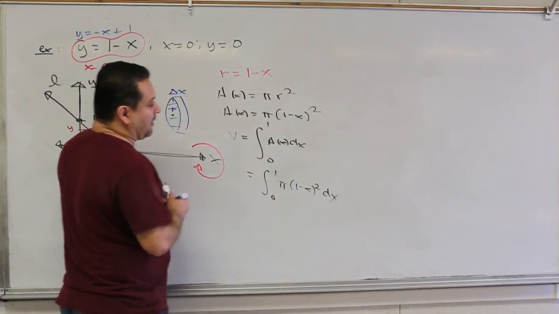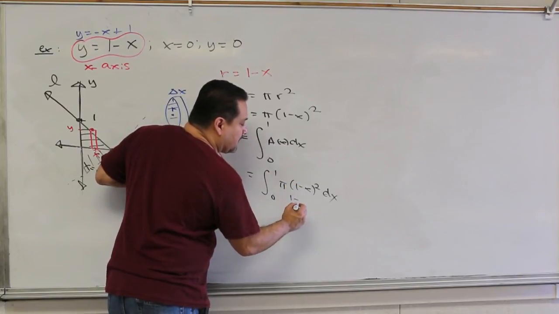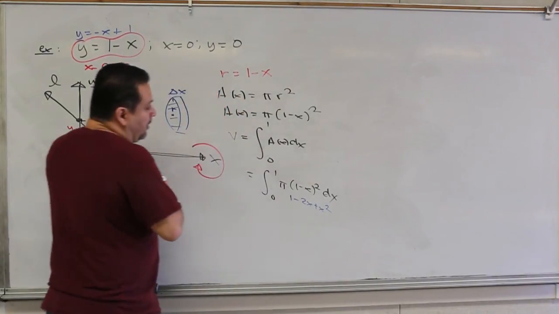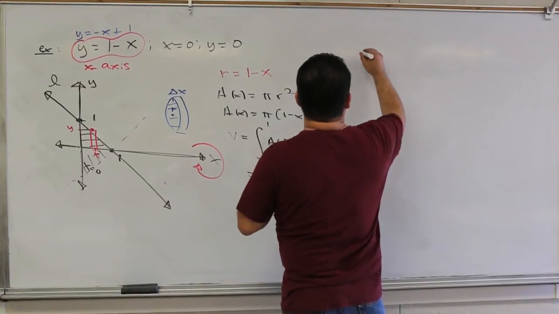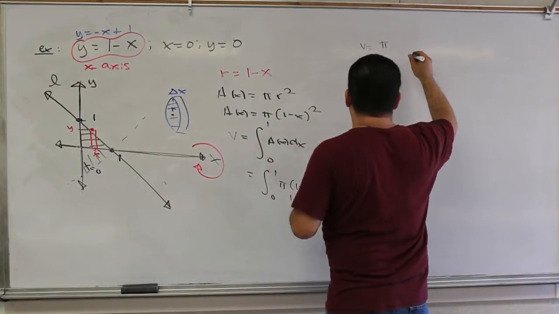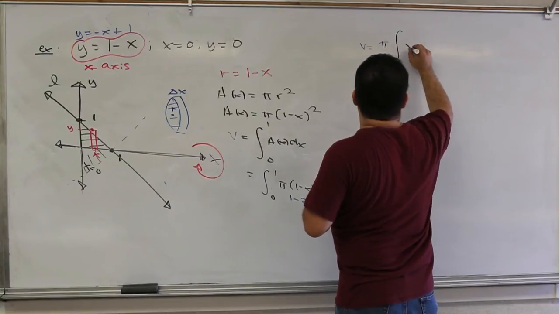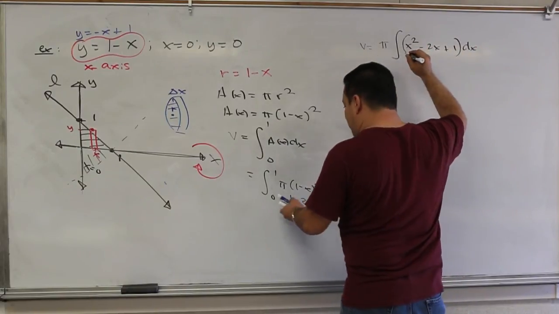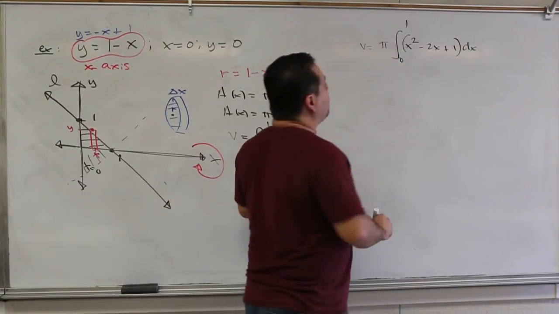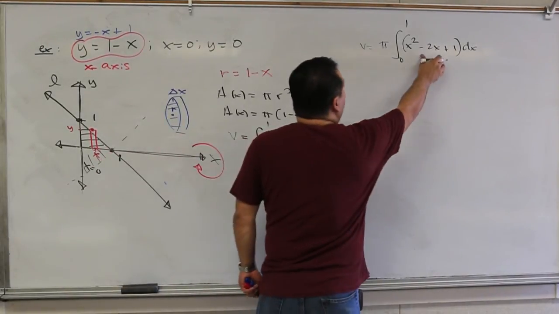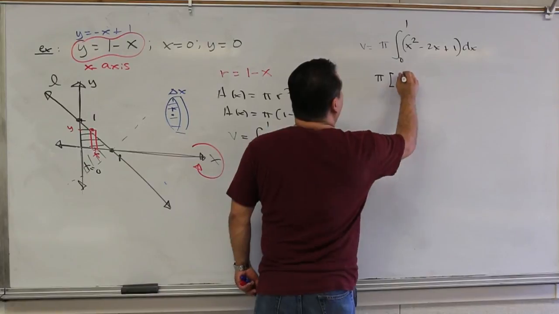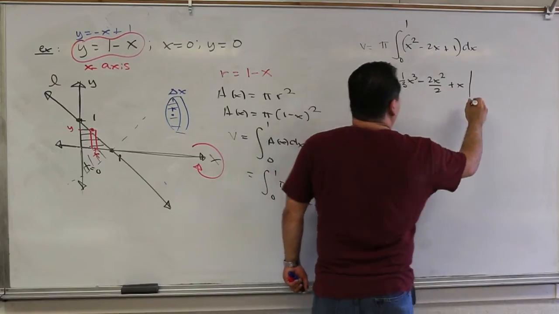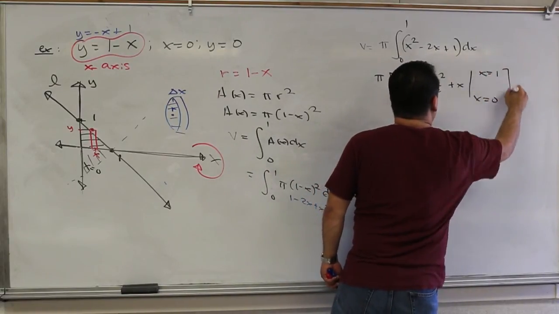I could even say this is 1 minus 2x plus x squared. Is that what it is? I think so. Anyway, so that volume will be pi, pulled out, times the integral of x squared minus 2x plus 1 dx, from 0 to 1. It's a nice polynomial, a quadratic, where from Calculus 1, you just use your power rule, right? 1/3 x cubed minus 2x squared over 2 plus x. We evaluate this from x is 0 to x is 1.